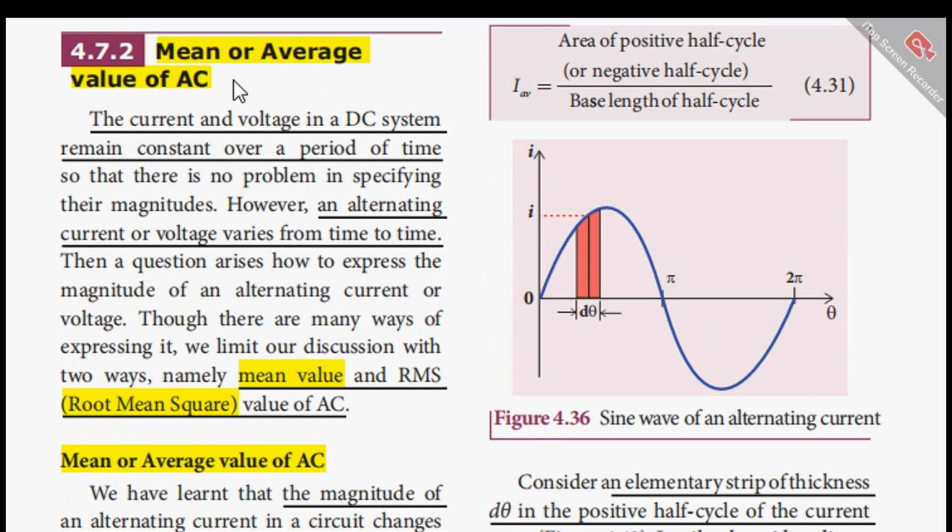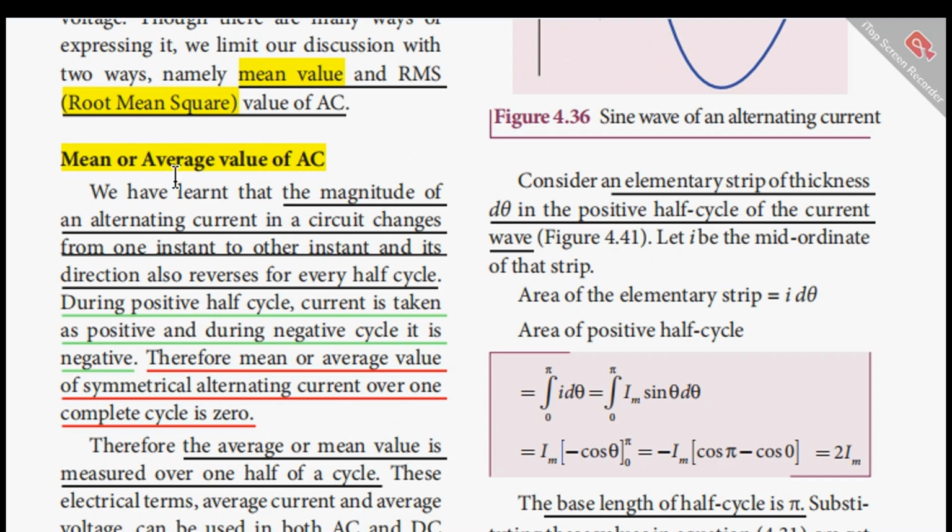Next, we study about mean or average value of alternating current. The current and voltage in a direct current system remain constant over a period of time, so that there is no problem in specifying their magnitudes. However, an alternating current or voltage varies from time to time. Then a question arises how to express this magnitude of an alternating current or a voltage. There are many ways of expressing it, but we limit our discussion with only two ways, namely mean value and the RMS value, that is called root mean square value of alternating current.